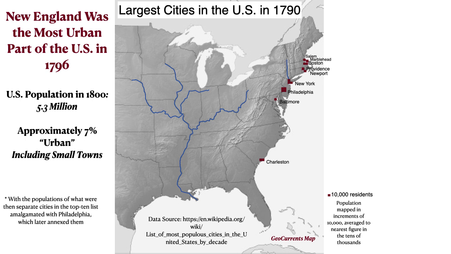The United States was overwhelmingly rural. The census of 1800 gave the U.S. population as a whole of 5.3 million and only 7% urban. And that meant at the time any settlement with over, I think it was 2,500 people was considered urban. It's a map I made a while back, and it shows the largest cities in the country at the time. It's done in little squares, each square representing 10,000 residents.